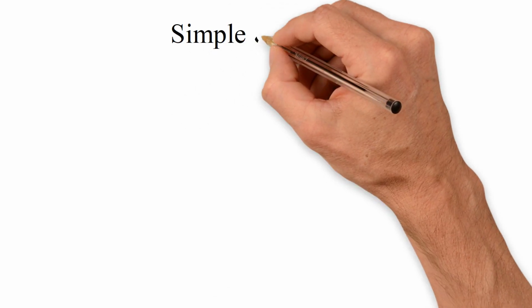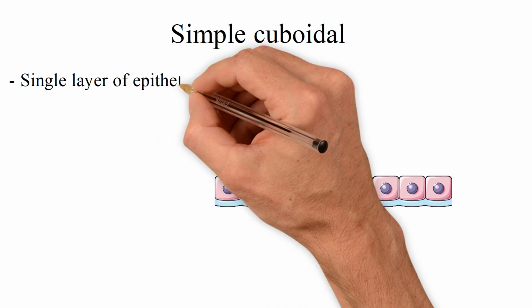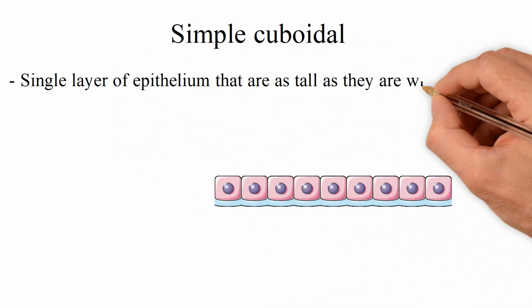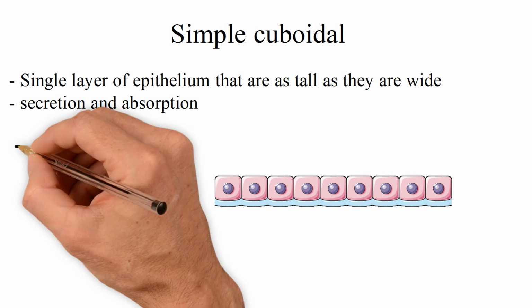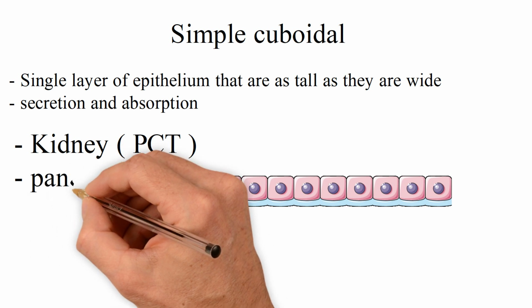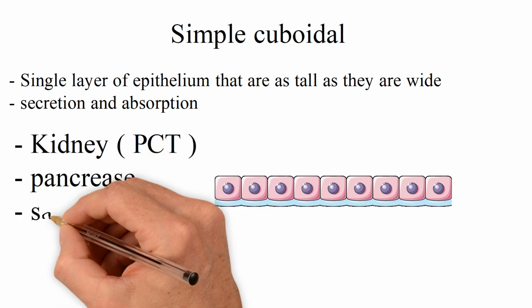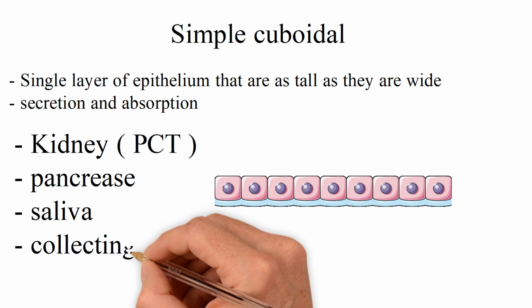Then we have the second type, which is simple cuboidal. The cell in this type is cuboidal in shape. It is also made up of a single layer of epithelium, and the height and the width of the cell are of the same size. Its main function is secretion and absorption. It is present in the kidney, in the proximal convoluted tubule, in the pancreas, saliva, and in the collecting duct.